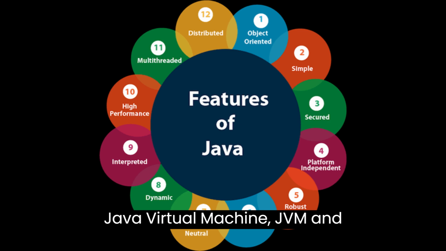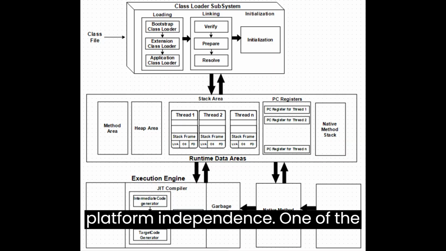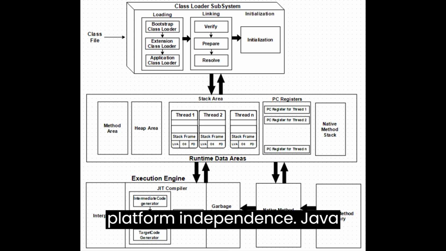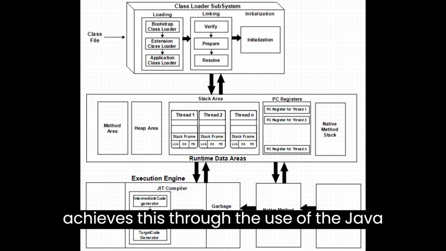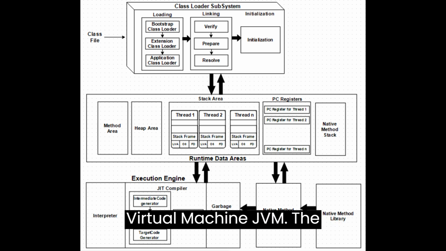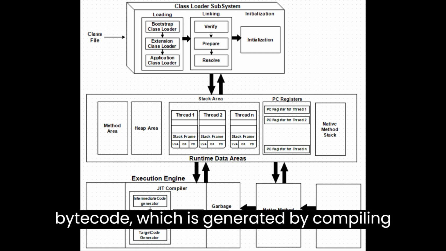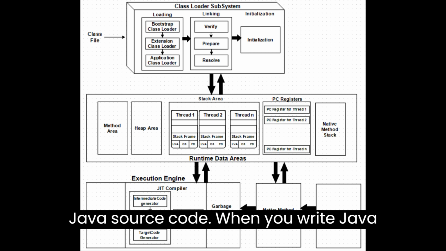Java Virtual Machine, JVM, and platform independence. One of the key features that sets Java apart is its platform independence. Java achieves this through the use of the Java Virtual Machine, JVM. The JVM acts as an interpreter executing Java bytecode, which is generated by compiling Java source code.